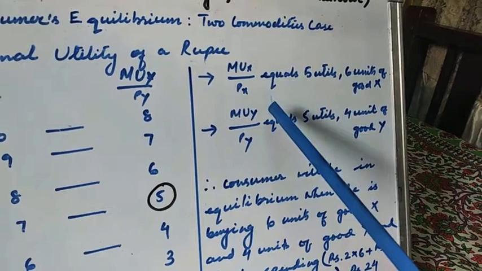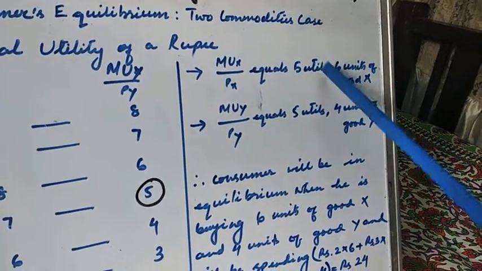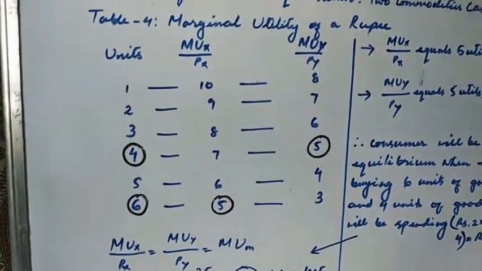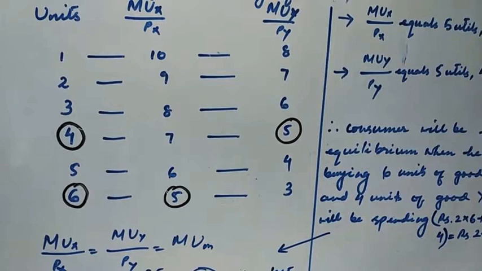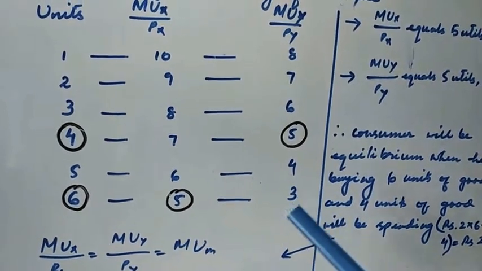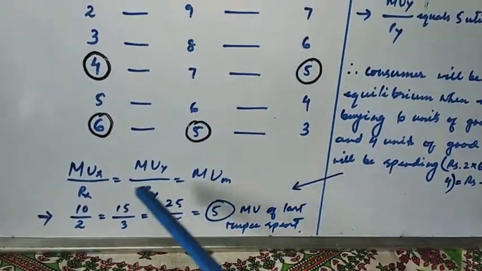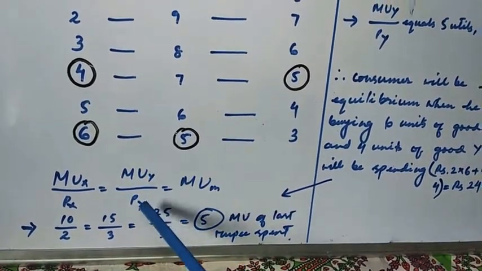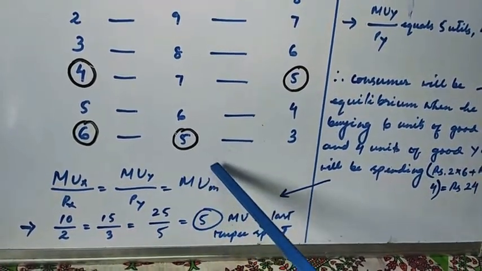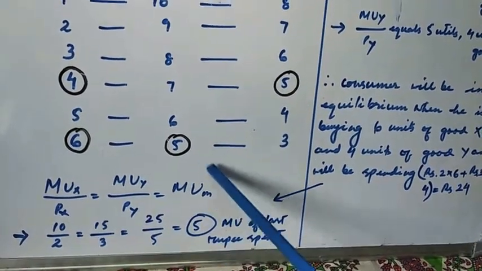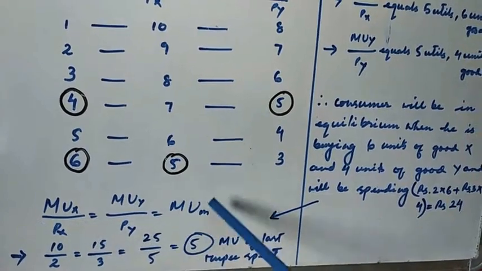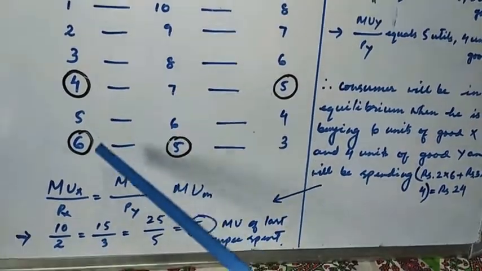So MUX/PX equals 5 utils at 6 units of good X. MUY/PY equals 5 utils at the 4th unit of good Y, as I have explained here. So our equilibrium position where he maximizes utility would be MUX/PX equals MUY/PY equals MUM. So that is the equilibrium position that we have to check when he maximizes utility in consuming both the goods.